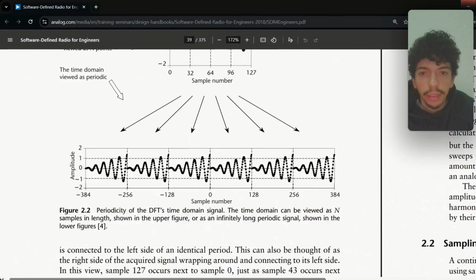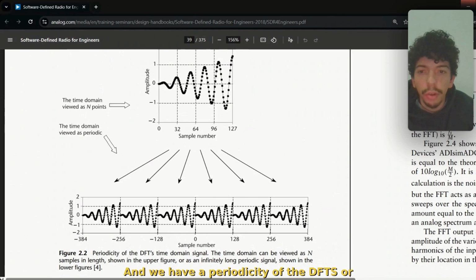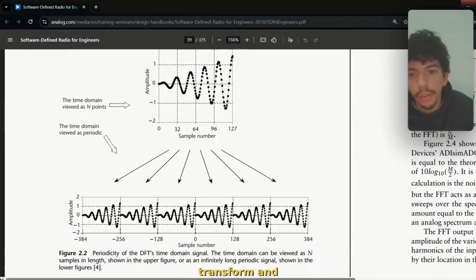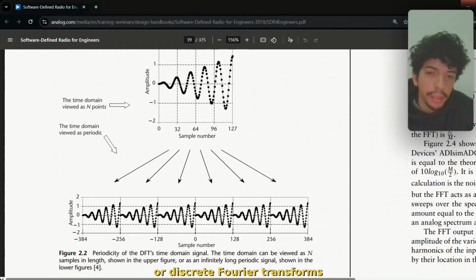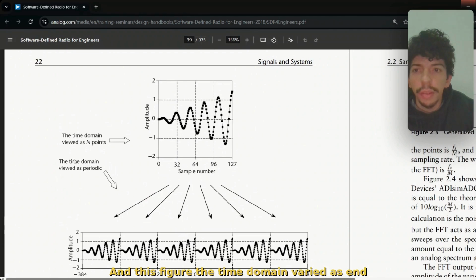And this is the last figure in this video, and we have the periodicity of the DFT, or discrete Fourier transform, time domain signal. The time domain can be viewed as N samples in length, shown in the upper figure, or as infinitely long periodic signals, shown in the lower figure. In this figure, the time domain is viewed as N points.